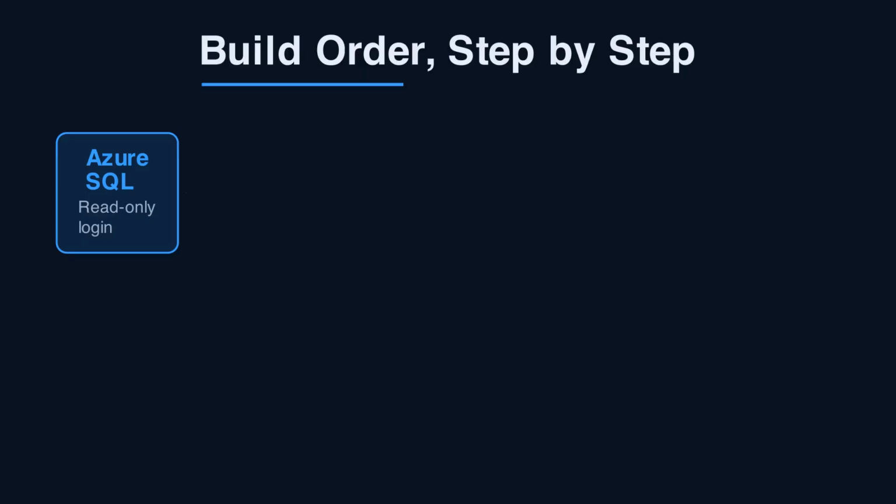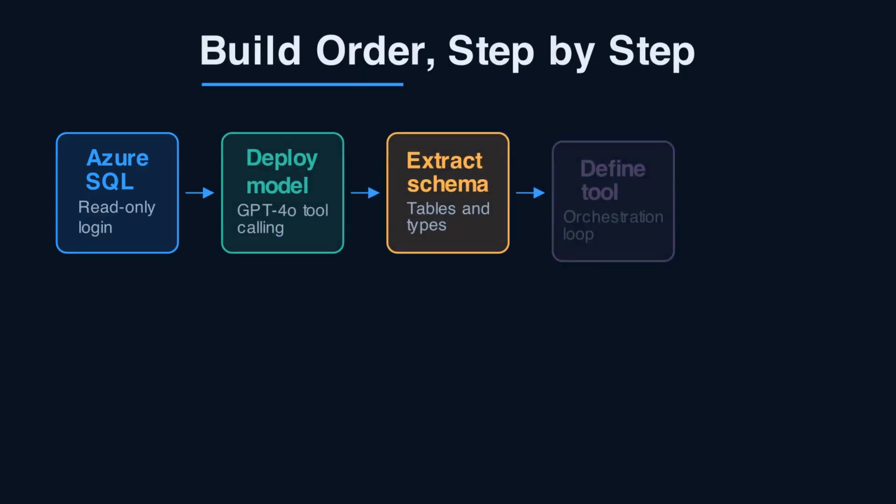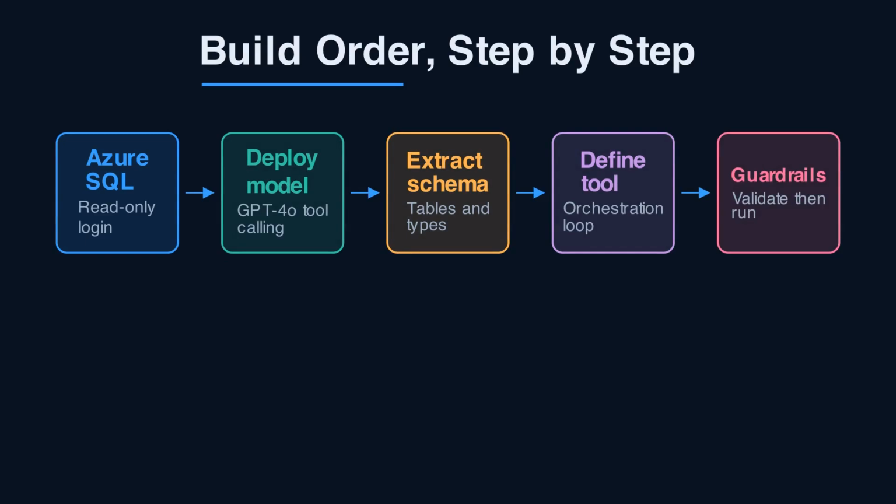Build it in this order so each layer is testable. First, provision Azure SQL and a read-only login scoped to just the tables you want exposed. Second, deploy an Azure OpenAI model that supports tool calling, like GPT-4o. Third, extract your schema, the table and column names with types, because the model can't guess what it can't see. Fourth, define the run query tool and wire the orchestration loop. Fifth, add guardrails and validation before any query executes. Don't skip ahead. If the read-only login isn't locked down, no amount of prompting saves you later.